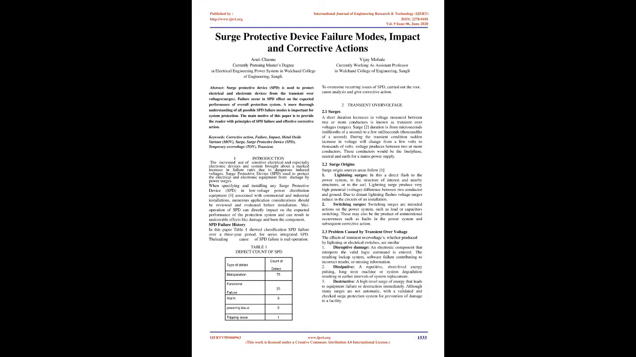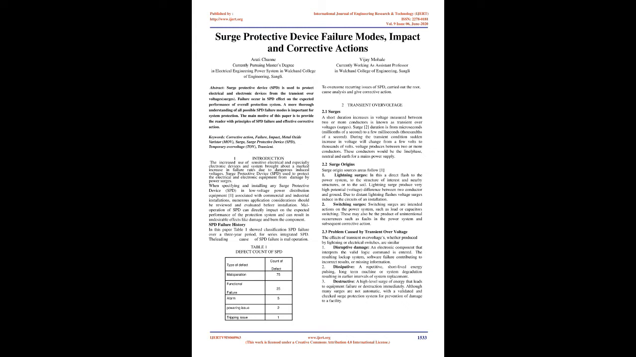Arati Channe is currently pursuing a master's degree in electrical engineering, power systems, at Walchand College of Engineering, Sangli. Vijay Mohale is currently working as an assistant professor at Walchand College of Engineering, Sangli.